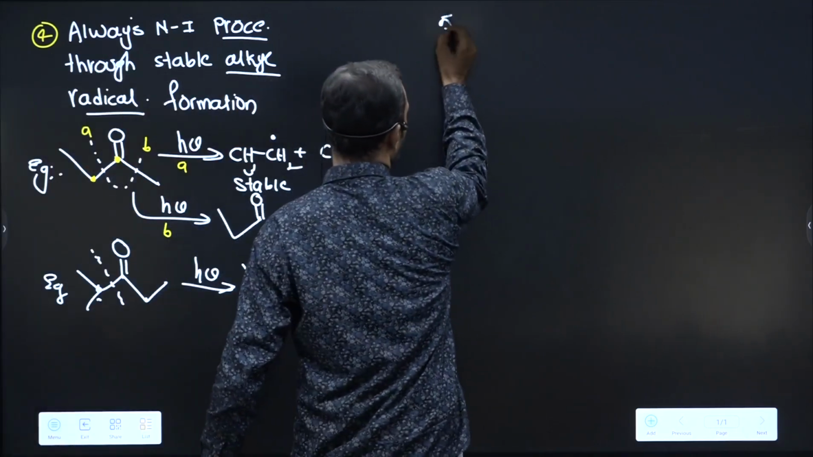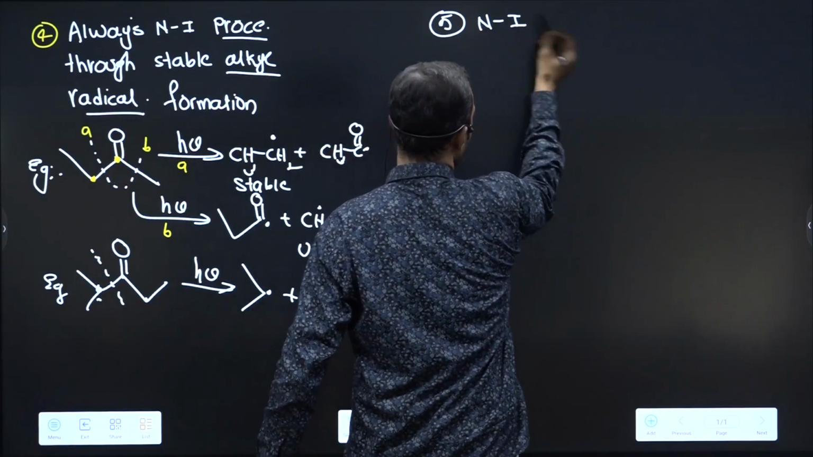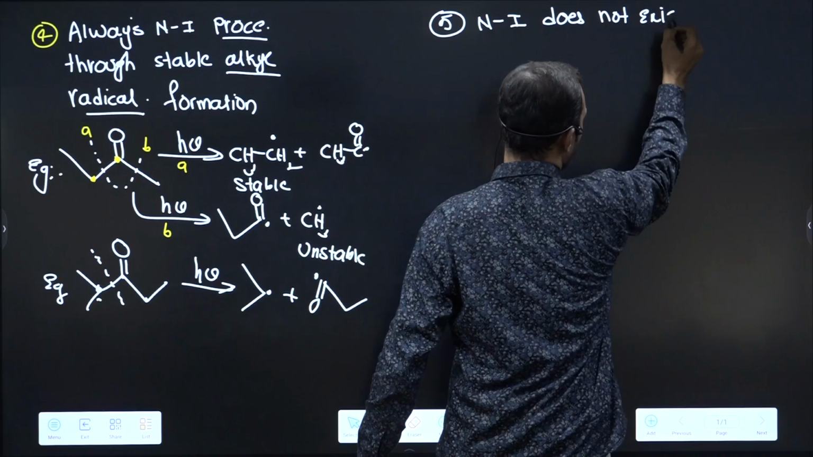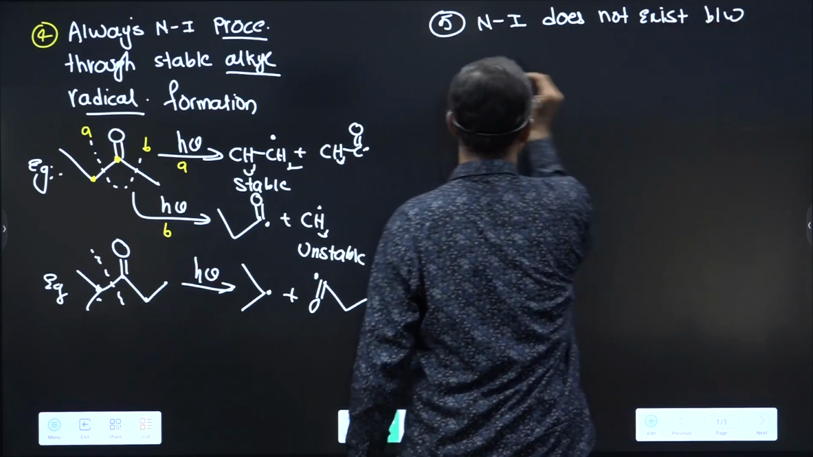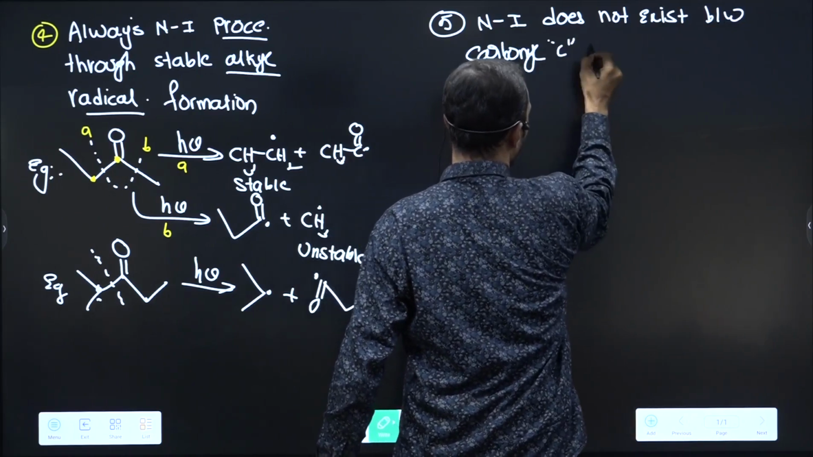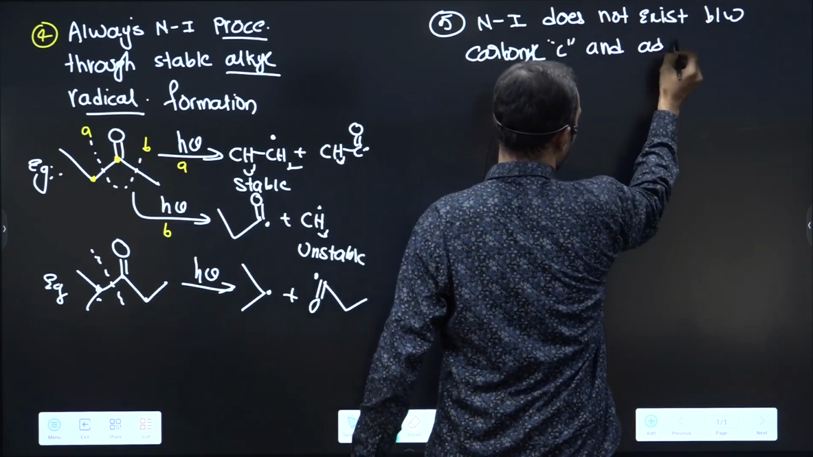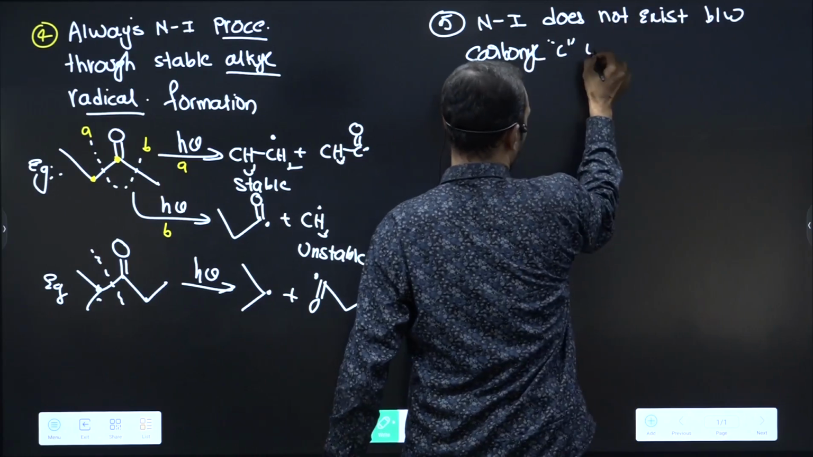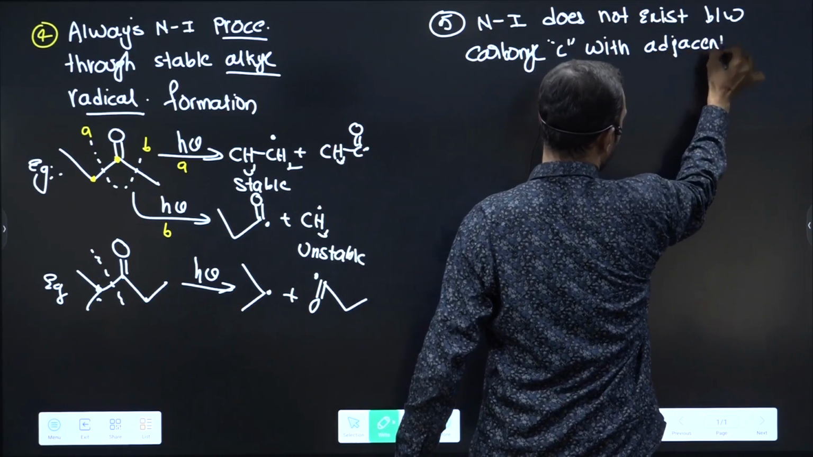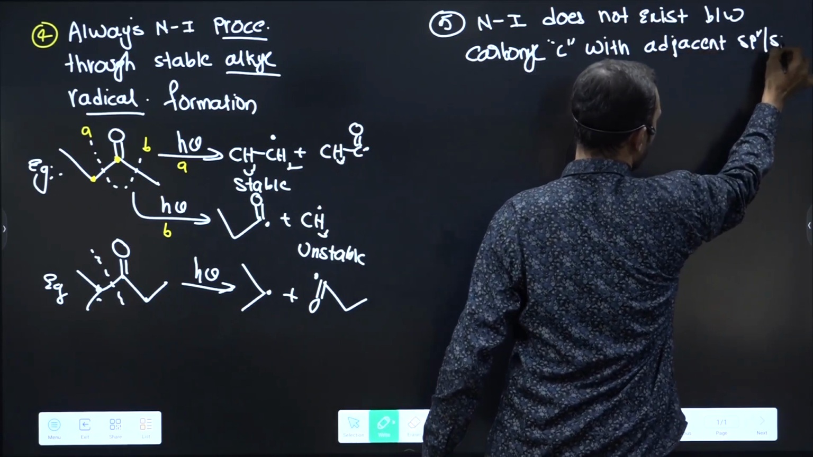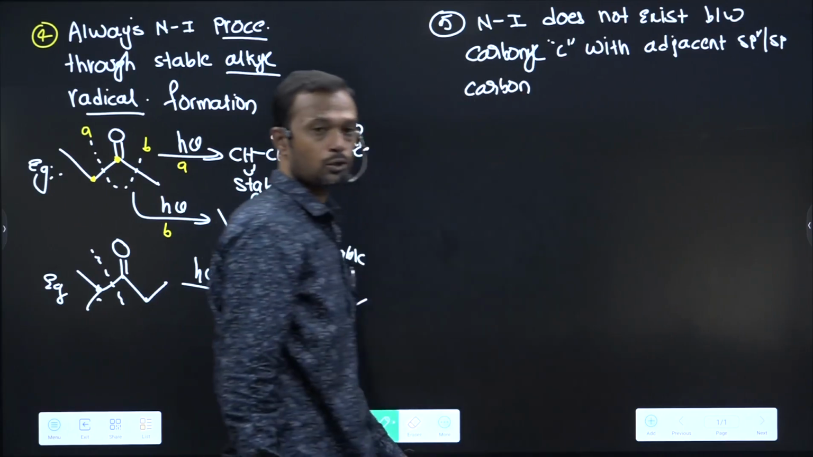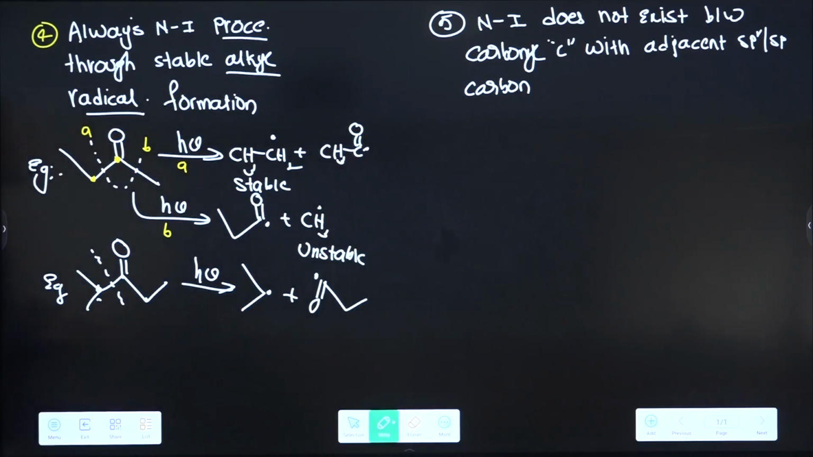Now the fifth one. Norrish 1 does not exist between the carbonyl carbon and an adjacent sp2 carbon, or sp carbon. So Norrish 1 cleavage is not possible when a double bond is connected to the carbonyl. On that side Norrish 1 is not possible.